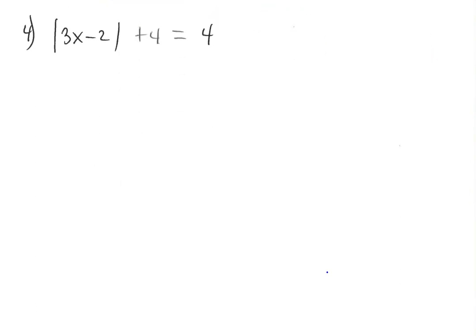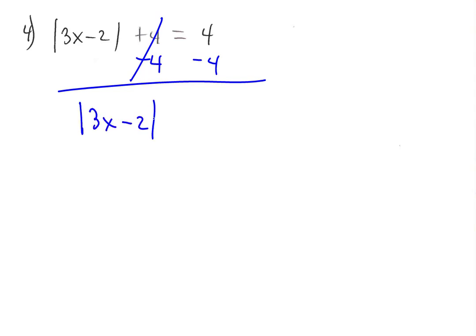Let's try yet another example. This one begins as the absolute value of, and then inside of it we have 3x minus 2, close absolute value, and then after that we have plus 4, and then equals 4. So we'll go through the same kind of process here where we want to isolate or get alone the absolute value expression first. And we can do that by simply subtracting 4 from both sides. That would eliminate that plus 4 that was next to it, which leaves us with the absolute value of 3x minus 2 equals, and then on the right side we have 4 minus 4, which is just 0.